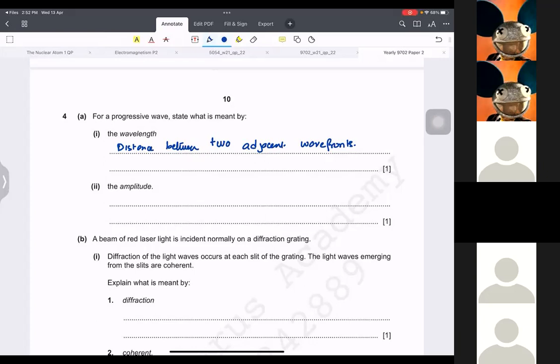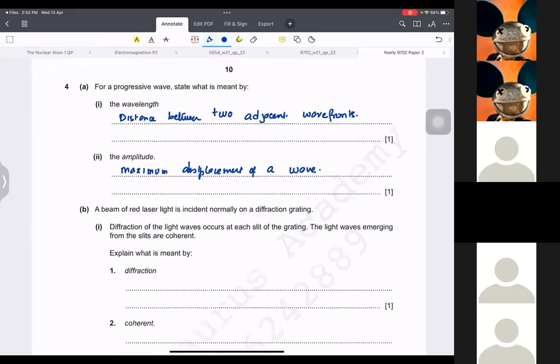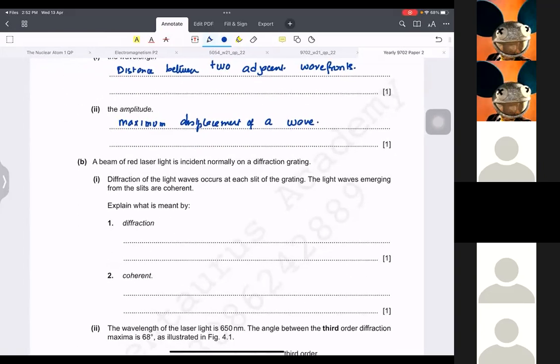All right, the amplitude. So amplitude is the maximum displacement of a wave. Now, a beam of laser light is incident normally on a diffraction grating. The moment I hear this, I know something has to be related to d sin theta equals n lambda. Diffraction of the light waves occurs at each slit of the grating. The light waves that emerge are coherent.